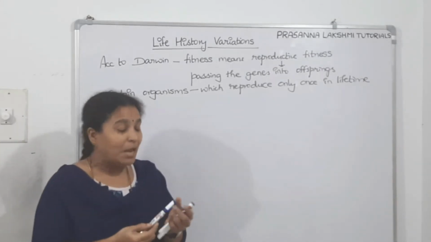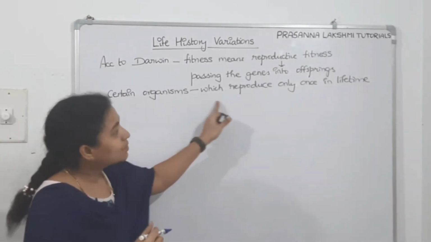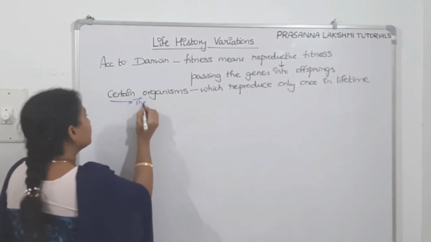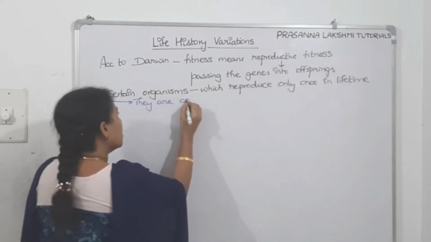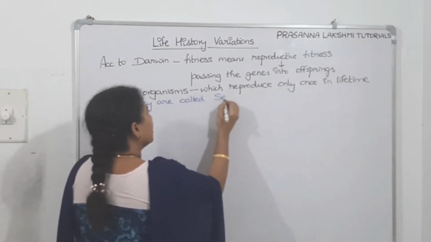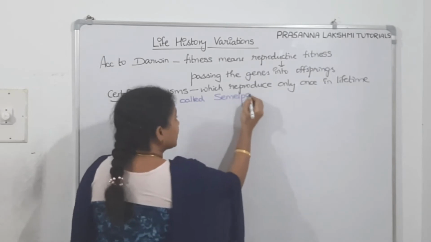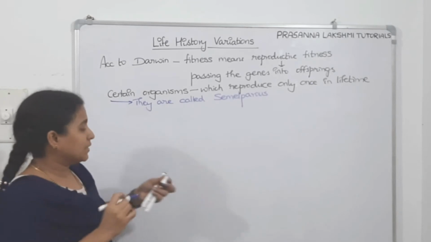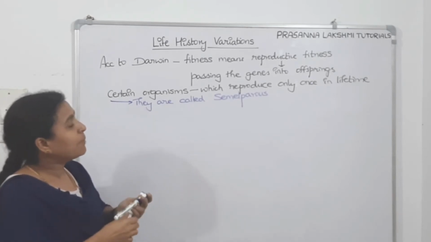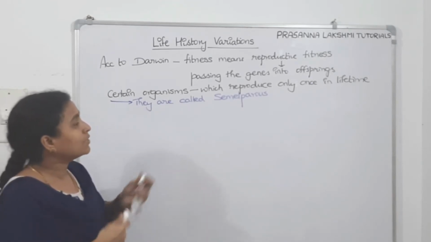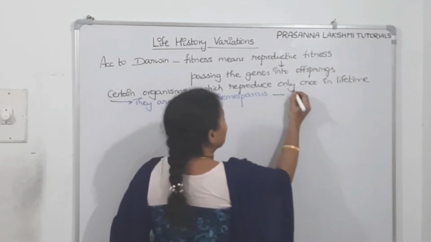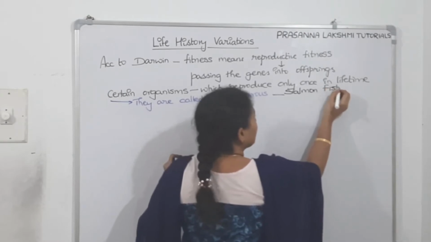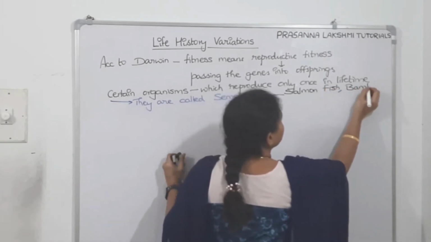They are called semiparous organisms. Such organisms which reproduce only once in their lifetime are called semiparous. Examples of semiparous organisms, which can breed only once in their lifetime, are salmon fish and bamboo.